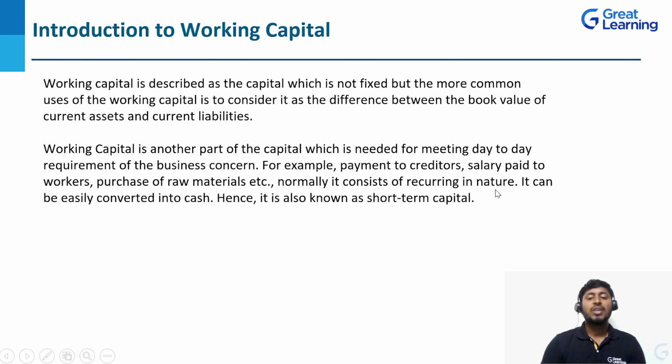Normally, it is recurring in nature. In the organization, it is required day to day, in one way or another. For example, every 30th or every month end, we require money for paying the salary and we need to pay the rent. And if any assets are purchased on hire purchase, we need to pay the EMI, electricity bill, water charges, printing and stationery. So many other expenses will be there in the organization. To meet those expenses, they require this working capital, and it is recurring in nature.